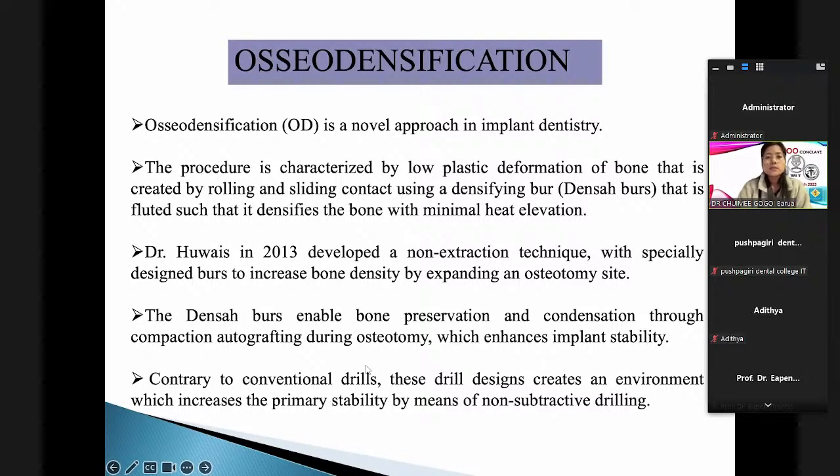Dr. Huwais in 2013 developed a non-extraction technique with specially designed burs to increase bone density by expanding an osteotomy site. The Densah burs enable bone preservation and condensation through compaction autografting during osteotomy, which enhances implant stability. Contrary to conventional drills, these drill designs create an environment which increases primary stability by means of non-subtractive drilling.